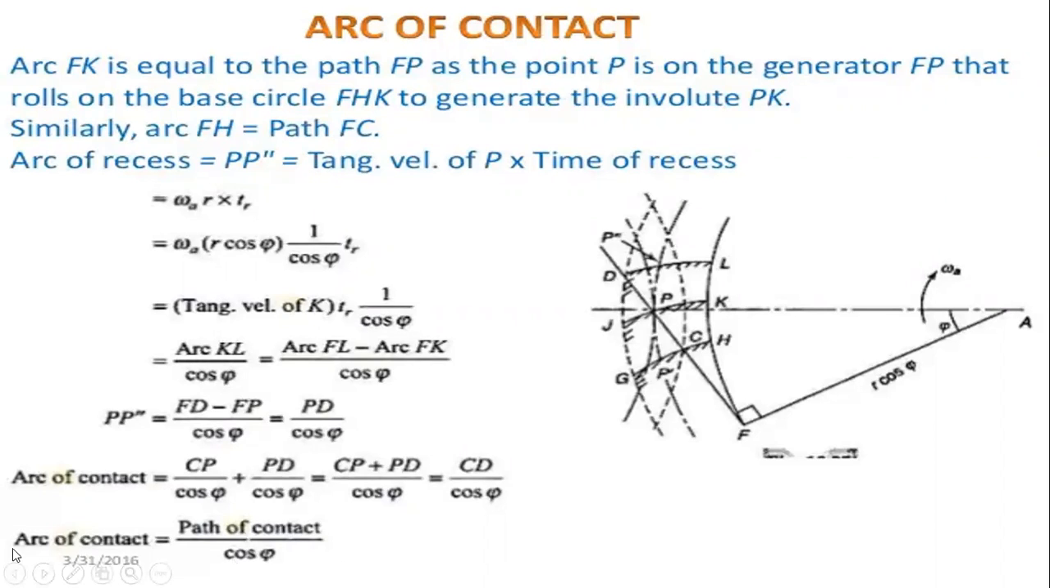So then we are going to take arc of contact as equal to path of contact by cos phi, where path of contact is taken as CD.